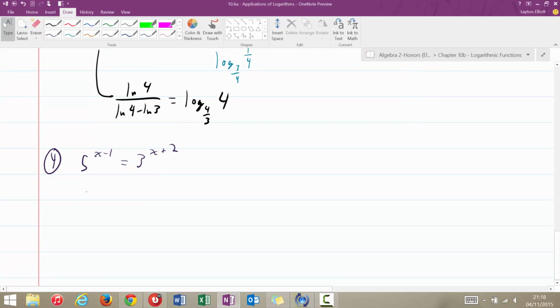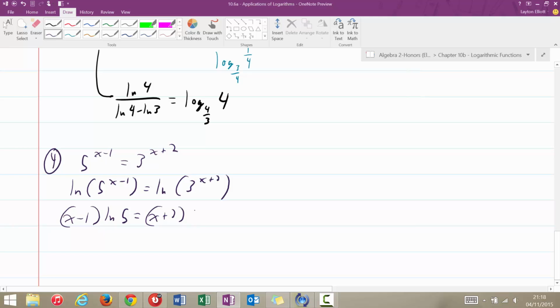Go ahead and pause and try. I'm just going to work it through how I would now. Take the natural log of both sides. Ln of 5 to the x minus 1 equals the ln of 3 to the x plus 2. Then I'm going to use the power rule, move the x minus 1 in front, watching my parentheses. X minus 1 ln of 5 equals x plus 2 times ln of 3.